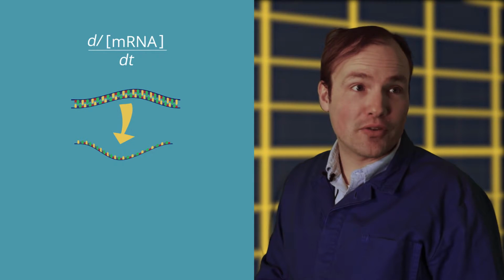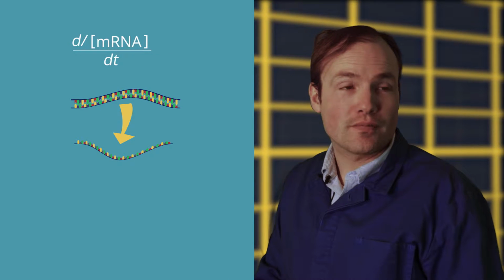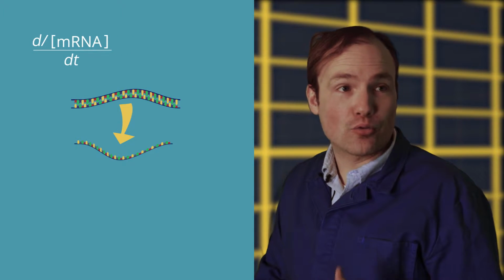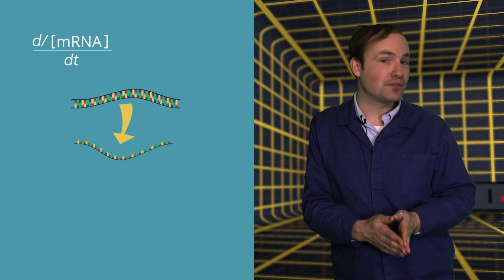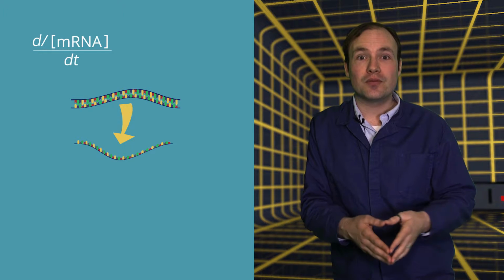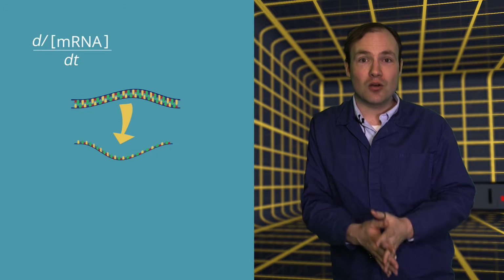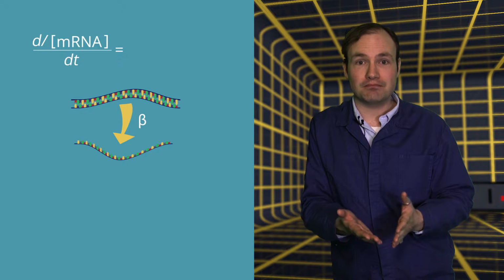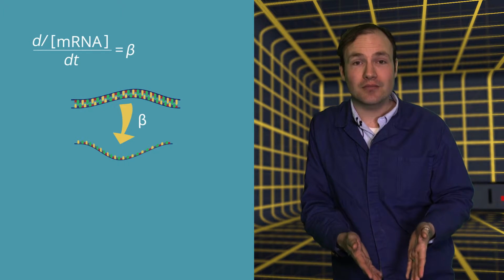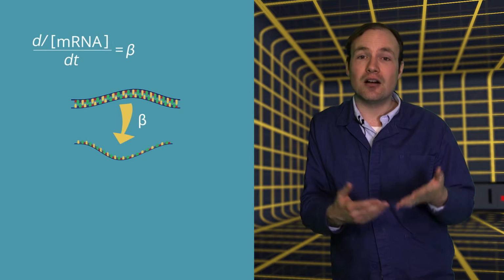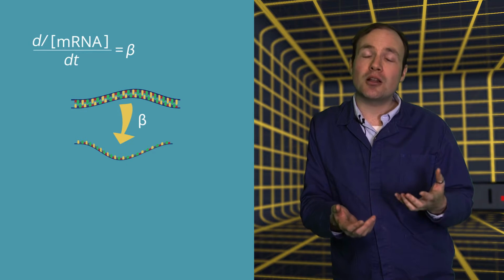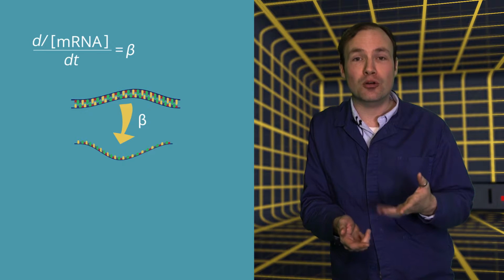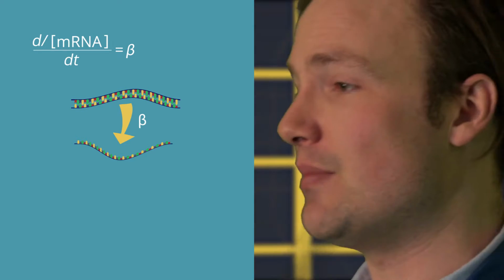Now we need something to fill in the right-hand side of this equation. What can we say about the rate of mRNA production? Well, in the simplest case, we're just going to make mRNA at a constant rate. That's it. We use the term beta to stand for a constant rate of mRNA production: 1 molecule per cell volume per second, or whatever it happens to be.